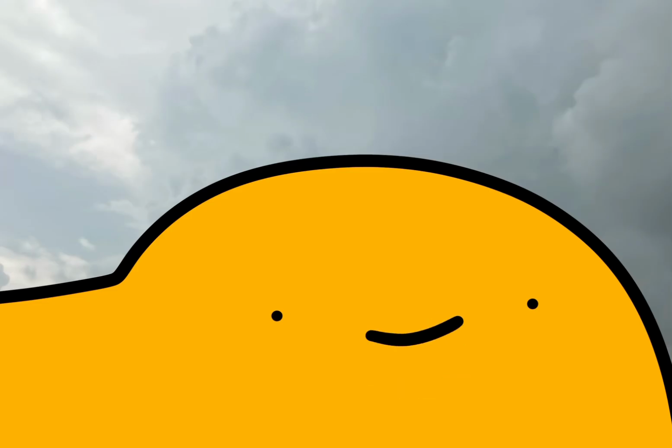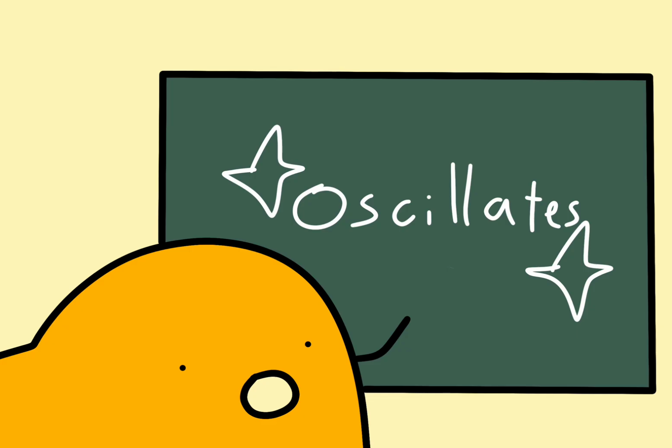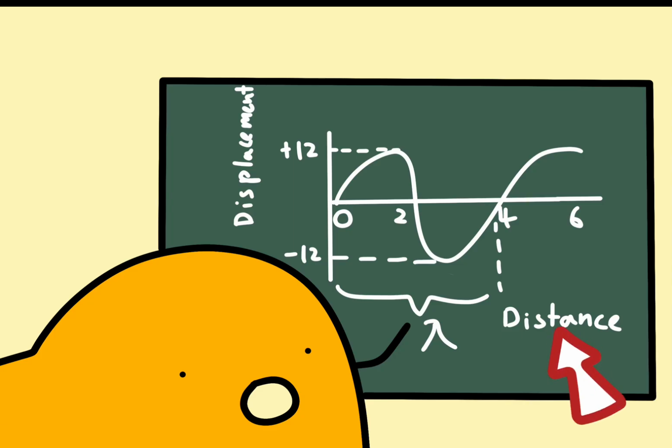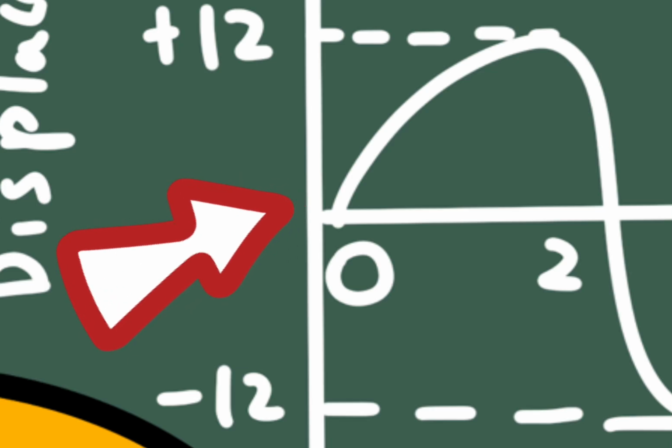The fancy way of saying that is that the wave oscillates. We can represent these waves as displacement-distance graphs, as I used in some of my previous videos. The distance is how far the wave has traveled since the start of the graph, and displacement is how much the wave vibrates from the equilibrium point, which is kind of the middle.